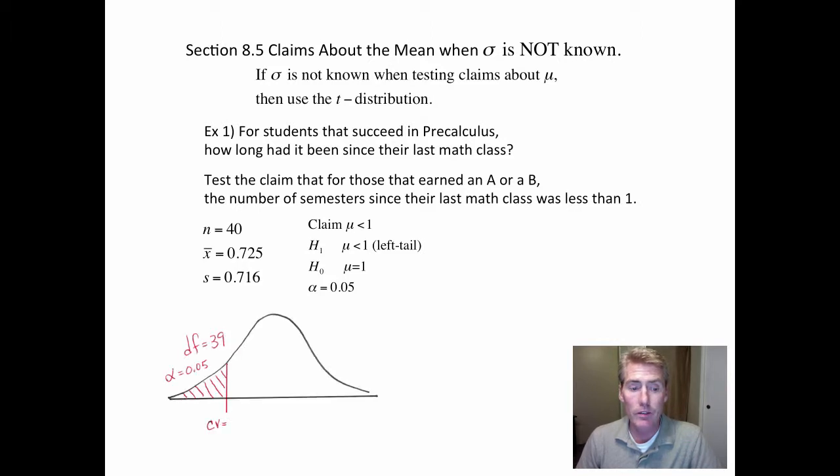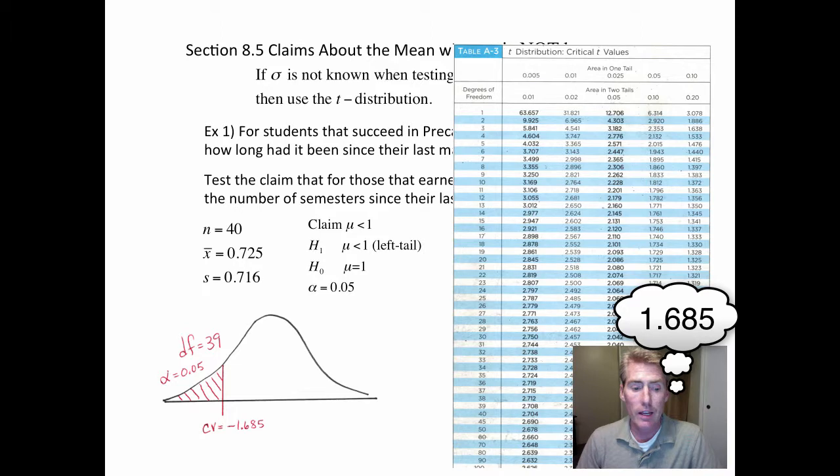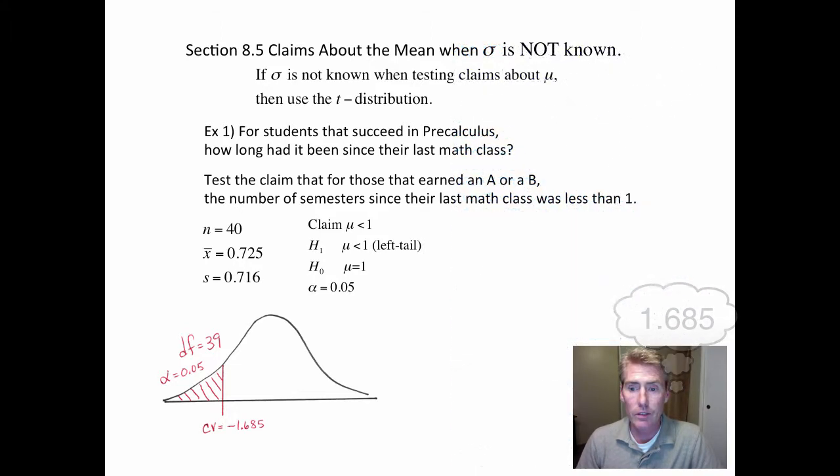So the picture would look like this. With the t-distribution, we need degrees of freedom. That's going to be 39. And then we need 0.05 for the left tail. So now, look at table A3. We would need degrees of freedom 39, which is right here. And then, since it's one tail and 0.05, we're going to use this column right here. So if you go down to degrees of freedom 39, it's going to be 1.685. Negative since it's on the left side. Okay, we're done with the table.